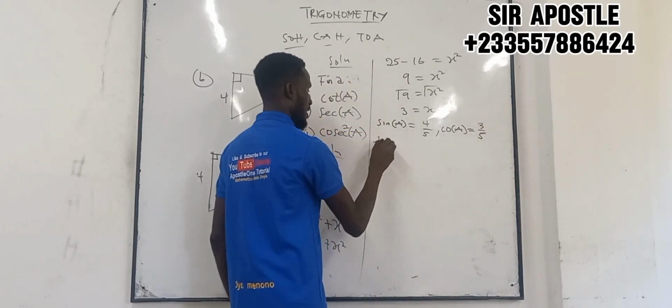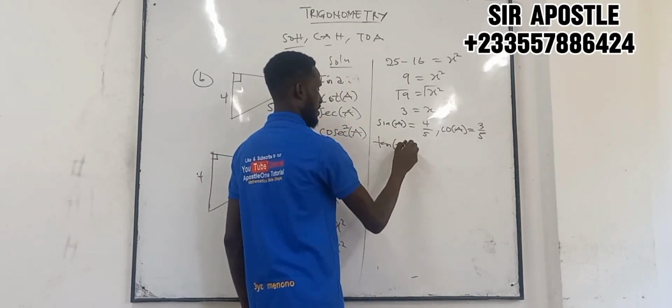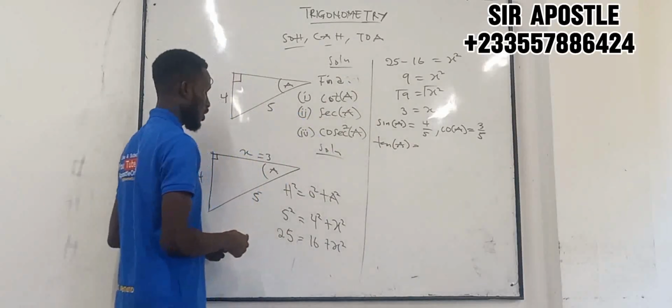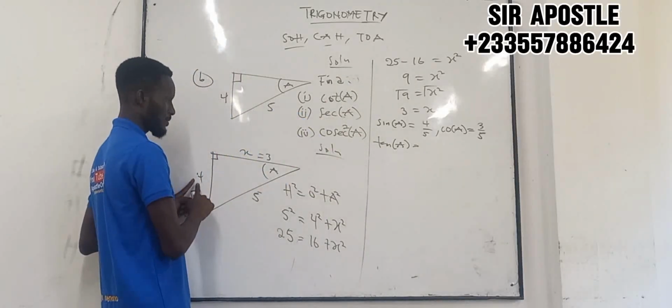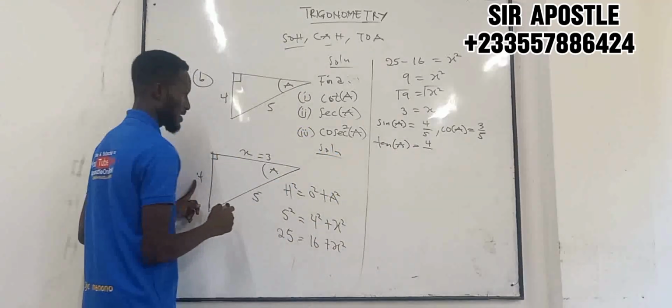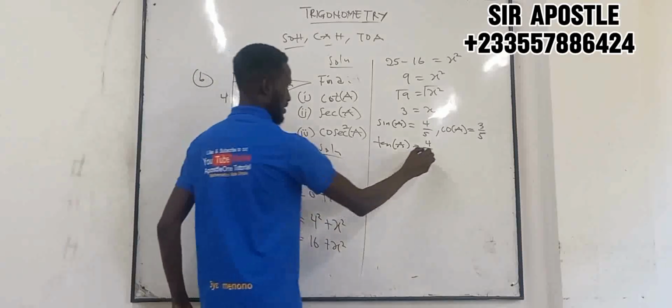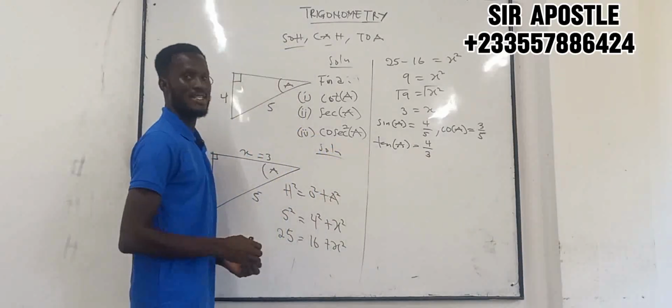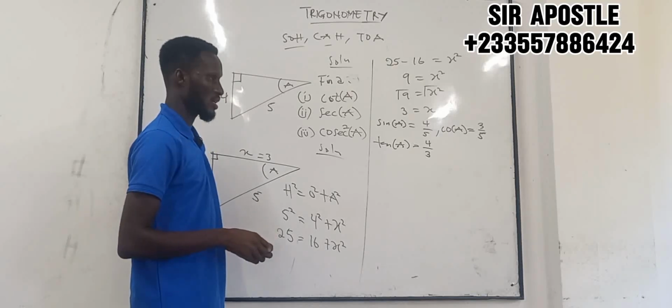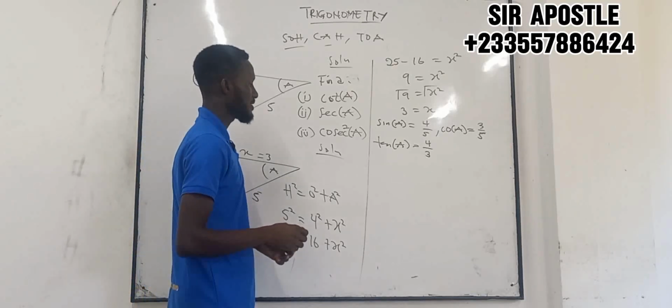And then the last one is tangent, tan of A. Tan is TOA, opposite over adjacent. The opposite is 4, and then the adjacent is 3. Yes, at this time you have to be able to identify all the parts of a right-angled triangle. Now let's see.